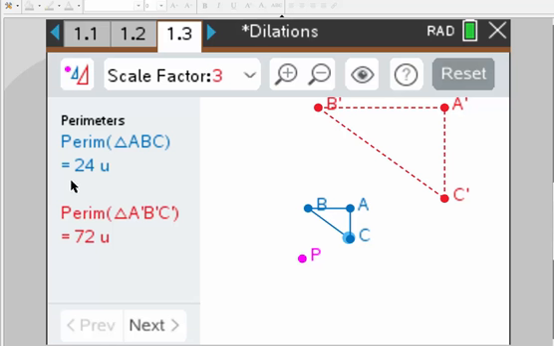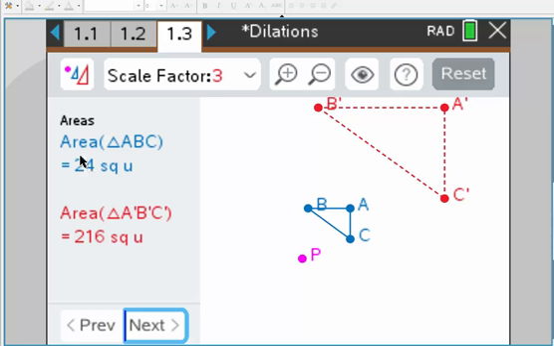So here's a little bit better one. The perimeter of this is 24 and its image is 72, and 3 times 24 is 72. So it shouldn't surprise us that the scale factor being 3 would let that happen. So I'm going to go on to the next button, and the next button takes those same triangles and computes their areas. And 3 times 24 is not 216. In fact, if you play around with this and divide these, it turns out it's 9 times that. 9 times 24 is 216.